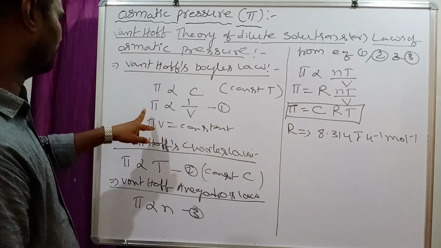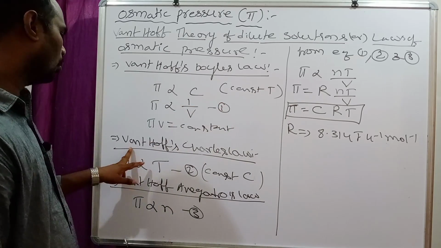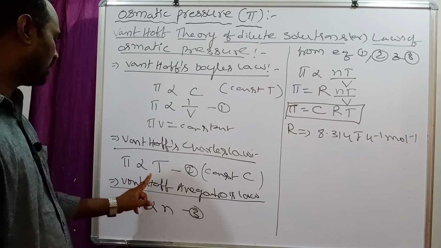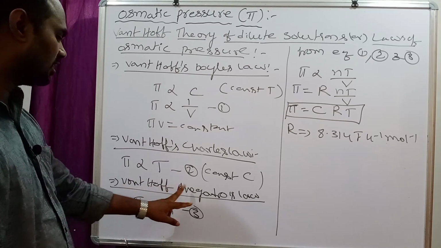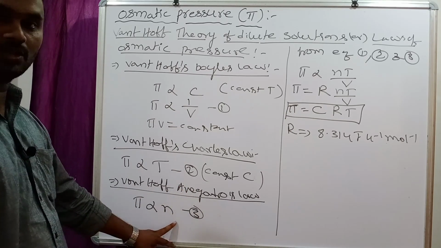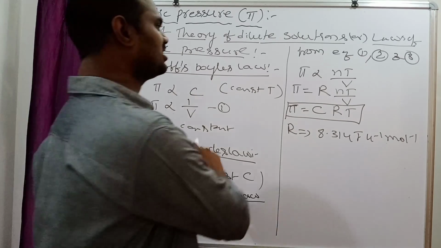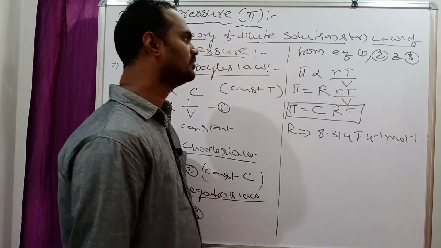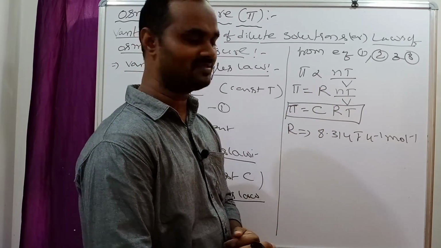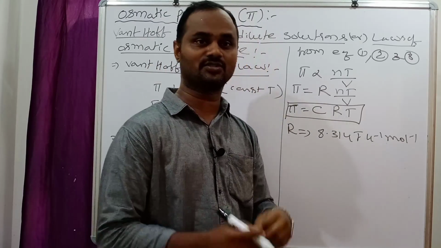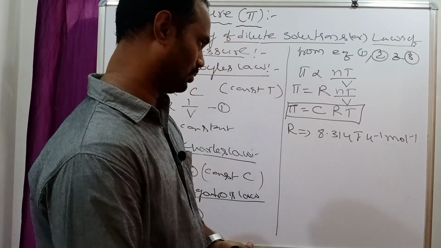From Boyle's law, pi is proportional to 1 by V at constant temperature. From Charles law, pi is proportional to T at constant concentration. From Avogadro's law, pi is proportional to n under equal volume and the same temperature. From these three equations, pi is proportional to nT by V. To remove the proportionality, I am using a constant, the van't Hoff constant. Actually this value is equal to the universal gas constant, pi equals CRT.